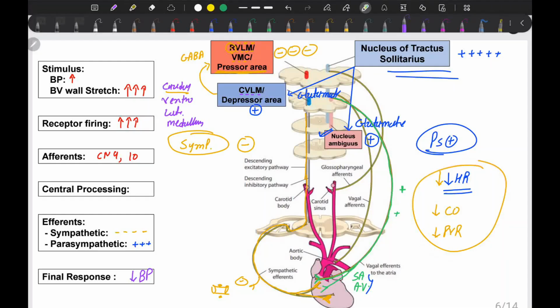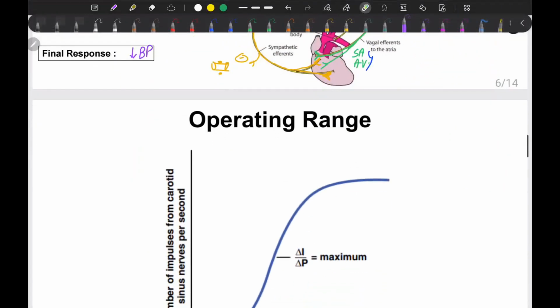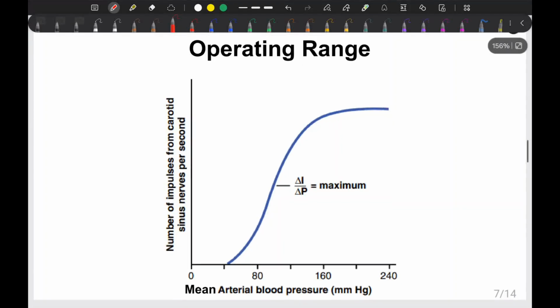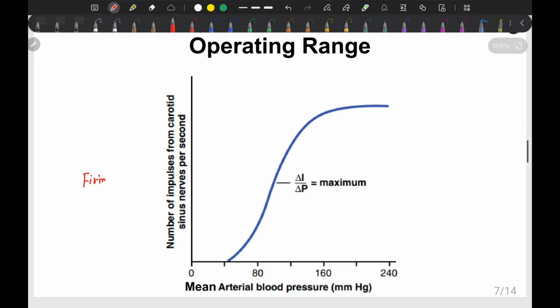Okay, now we'll see the operating range of baroreceptor. Two, three things I want to highlight here. First, on the x-axis, I have taken the mean arterial blood pressure. It is the blood pressure which is sensed by your baroreceptor. And on the y-axis, I have taken the firing frequency of baroreceptor.